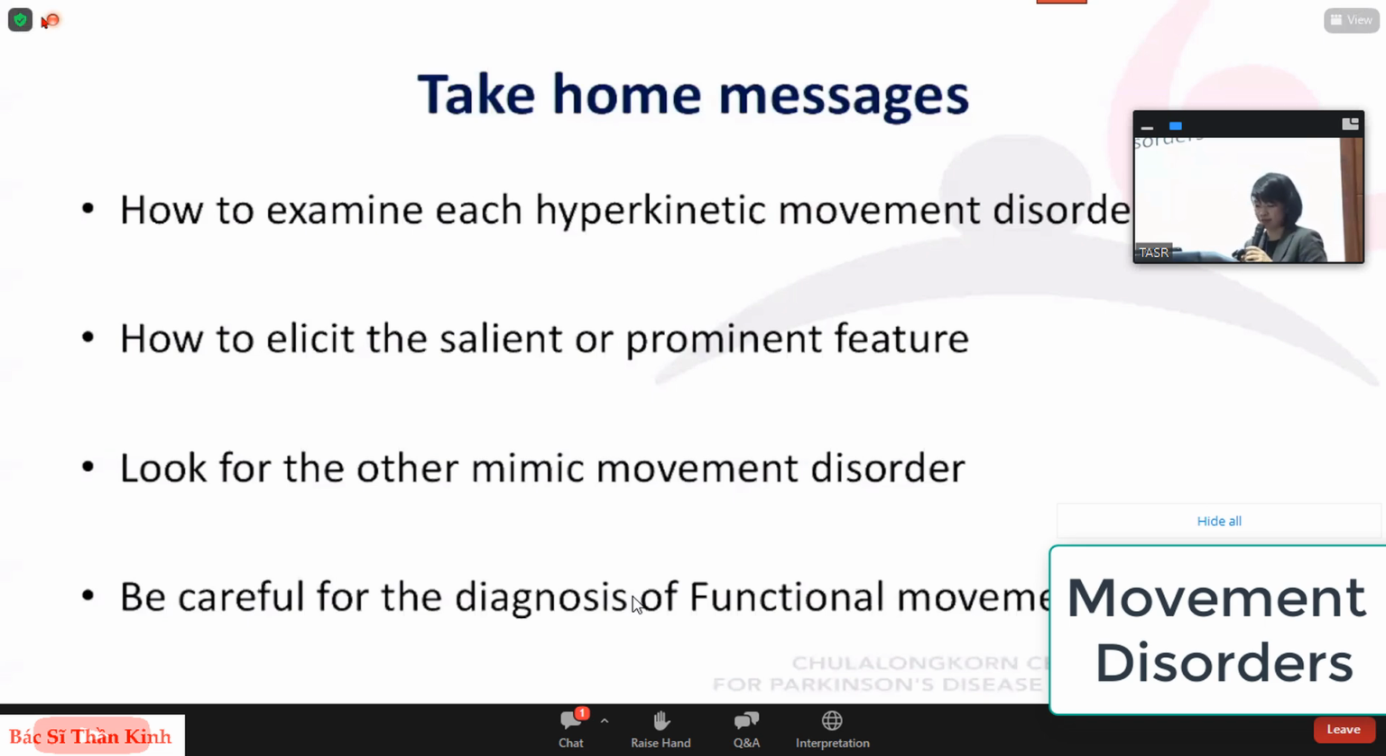And this is also the take-home message: to examine hyperkinetic movements, find the prominent feature, look for the mimics, and also be careful with the diagnosis of functional movement disorder.